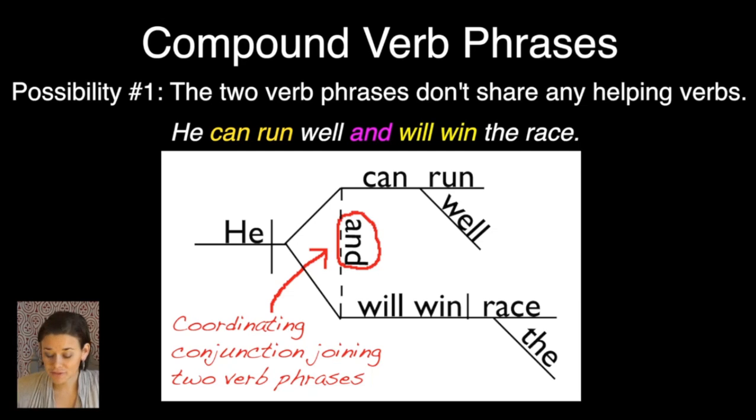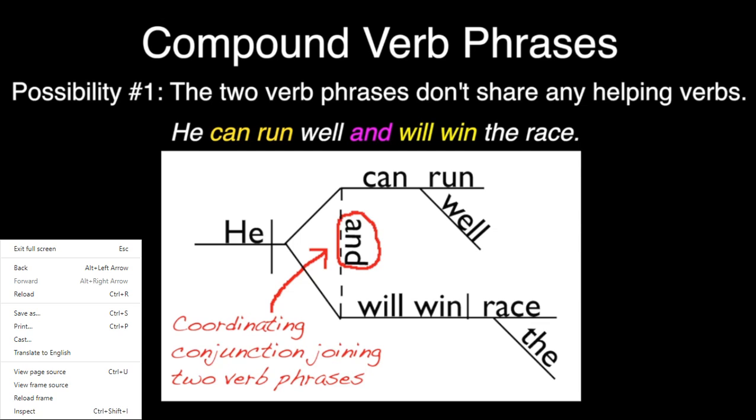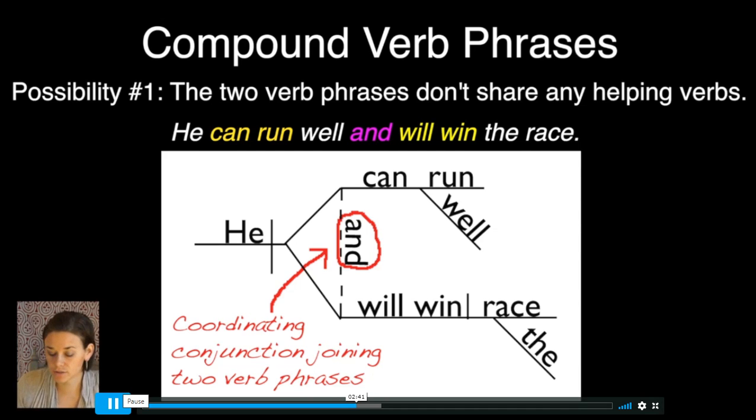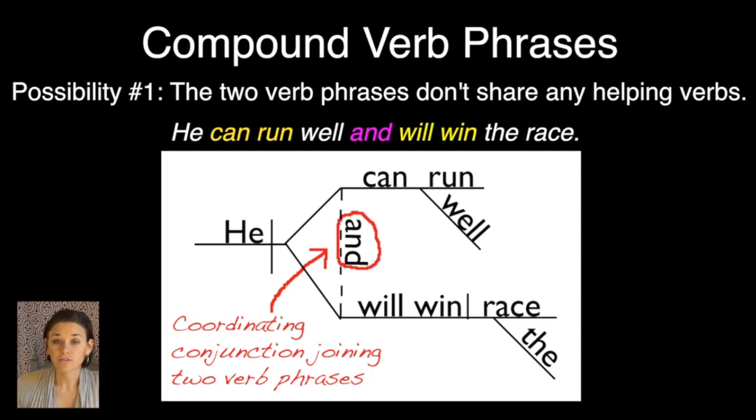Notice that we can have 2 different verb types when we're diagramming compound verbs. So the verb type is all focused on the main verb in the verb phrase. And in the verb phrase can run, the main verb run is an intransitive complete verb. Notice that there's nothing after it. There's no direct object. It's complete all by itself. However, the main verb win from will win is a transitive active verb, and it has a direct object, race. So just know that when you have a compound verb phrase, you can have 2 different types of main verbs.